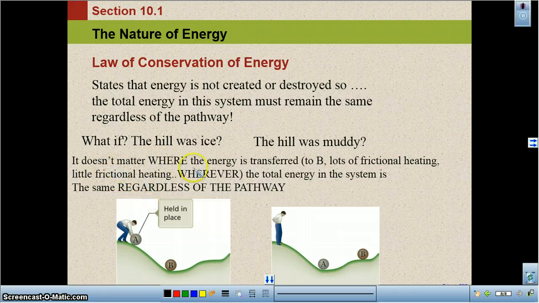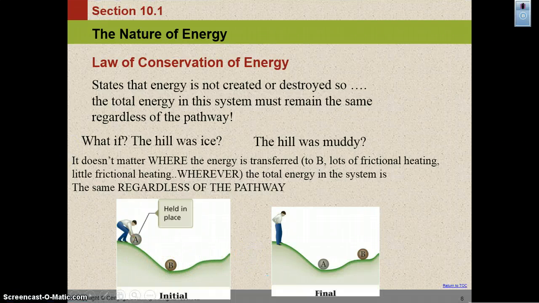So it doesn't matter where the energy is transferred to, whether it's transferred to a lot of friction or little friction, or to the ball B, wherever it is transferred, the total energy is the same regardless of what this pathway is. The total energy that A was able to give to B and to the pathway remains the same.